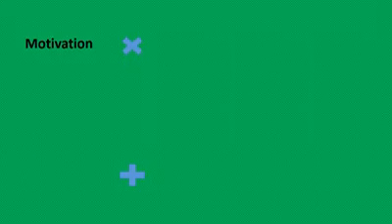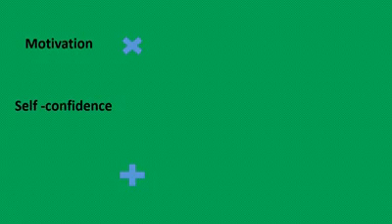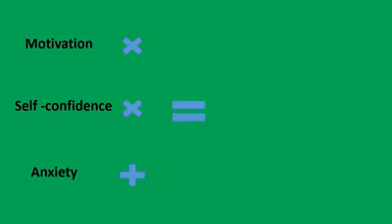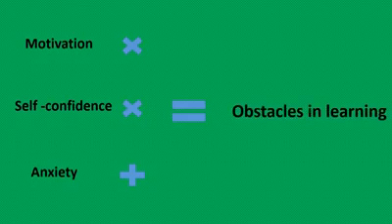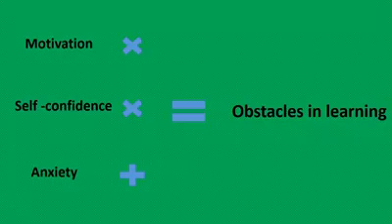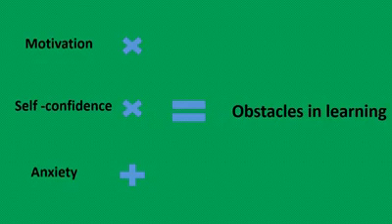Again, the motivation is low, self-confidence low, anxiety high. What will be the result? Obstacles in learning. So these are the filter of a learner. It varies from learner to learner, so the learning process also varies from learner to learner.